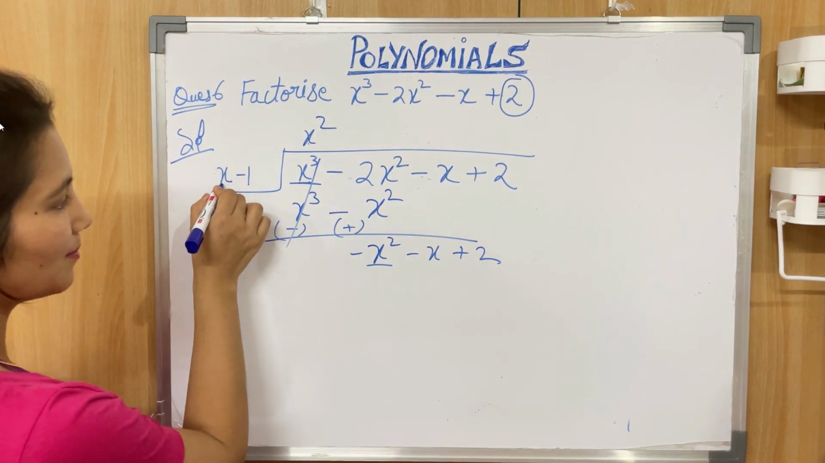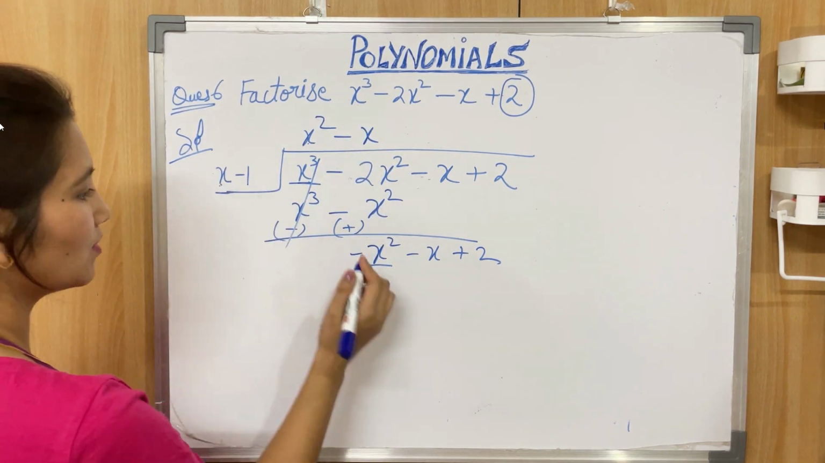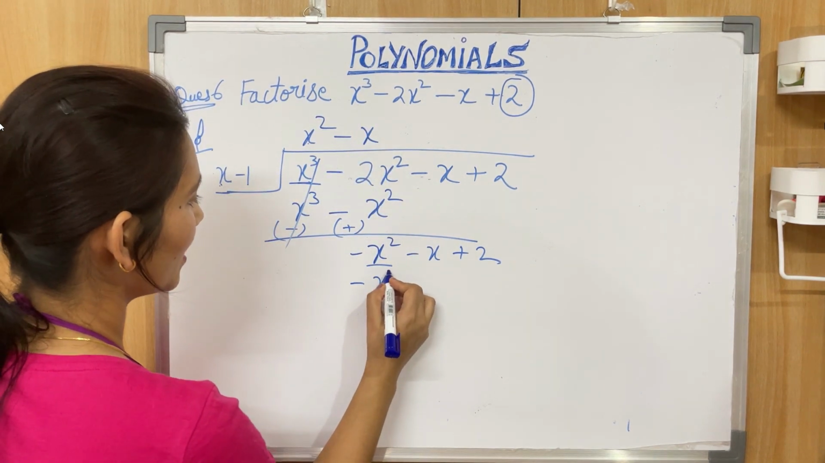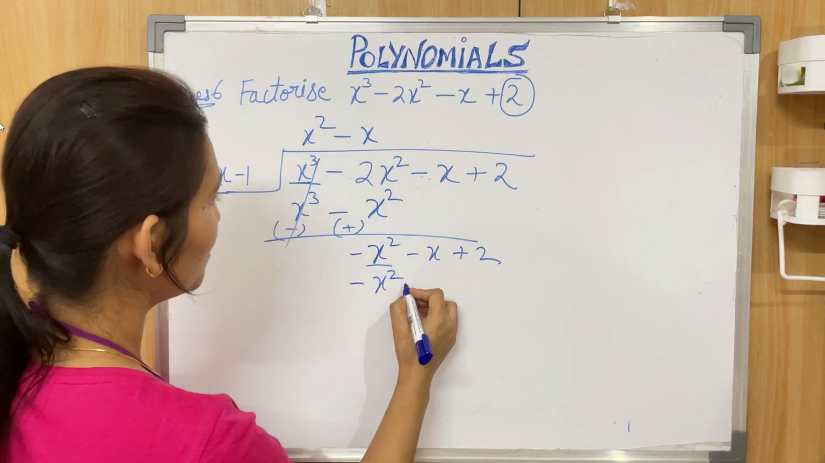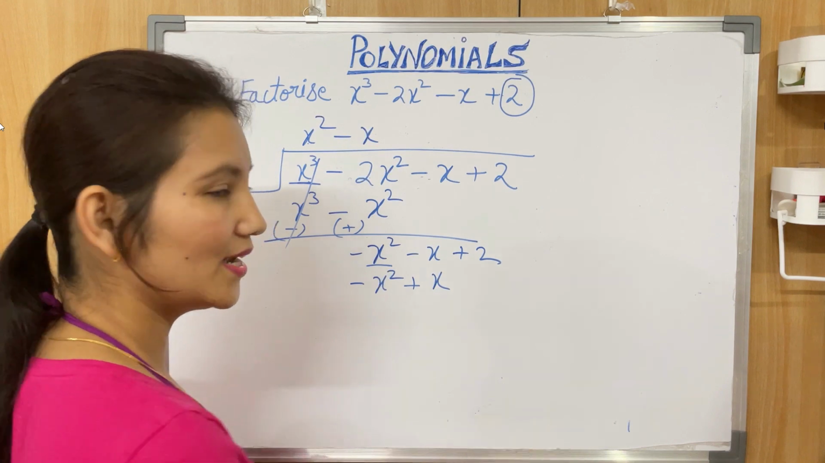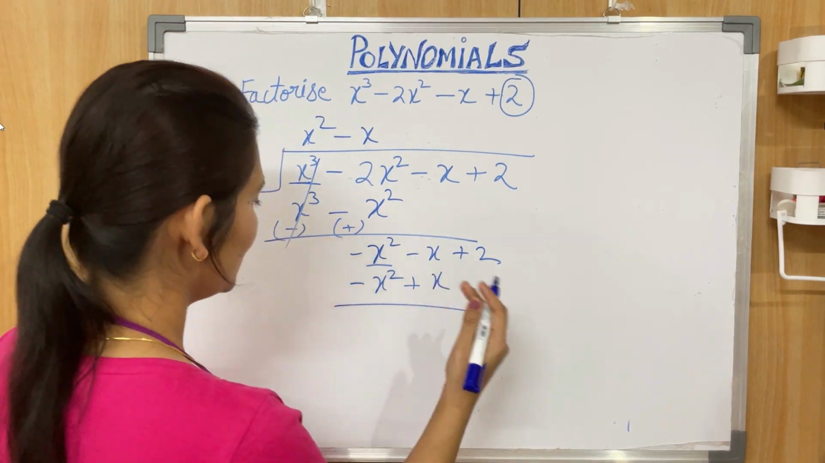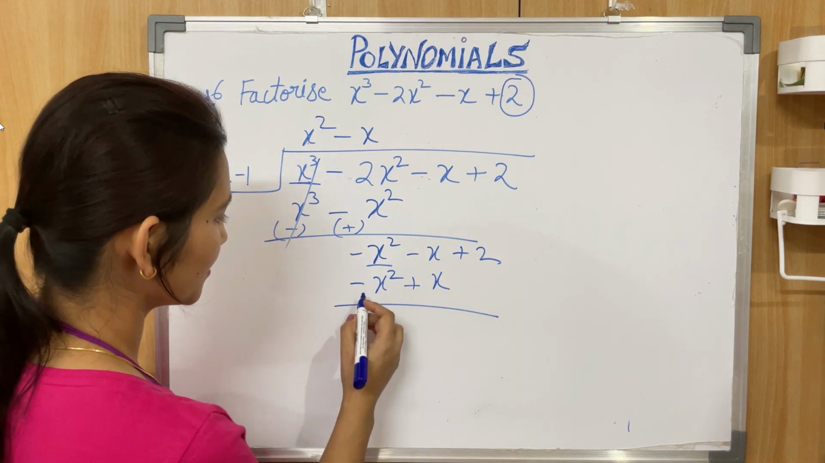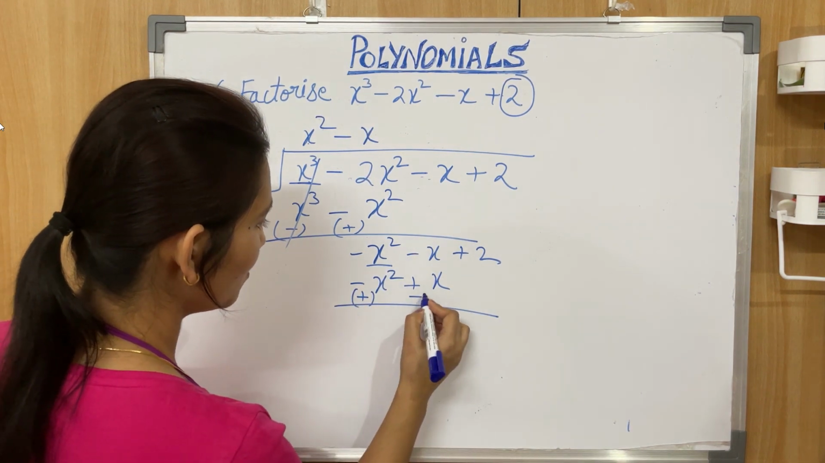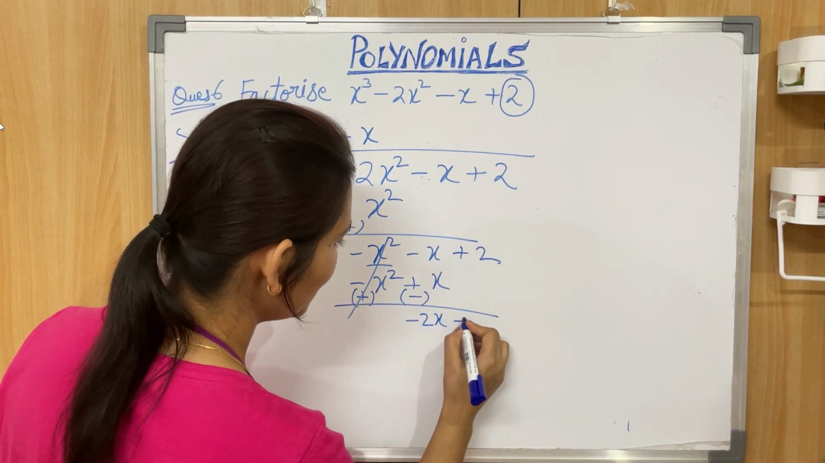First term, x square divided by x makes it minus x. Minus x into x will be minus x square, minus x into minus 1 plus x. Always be careful with the signs, right? Otherwise you will end up getting a wrong answer, which you will not want. So this is plus, now minus cancels out, minus x minus 2x and plus 2, right?